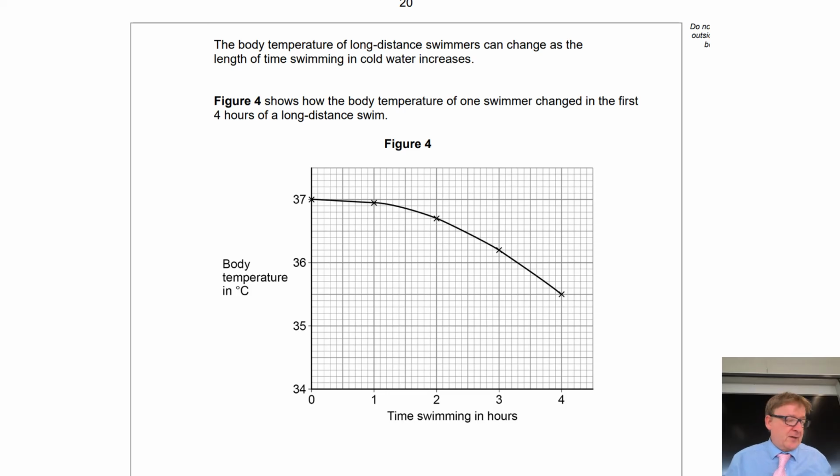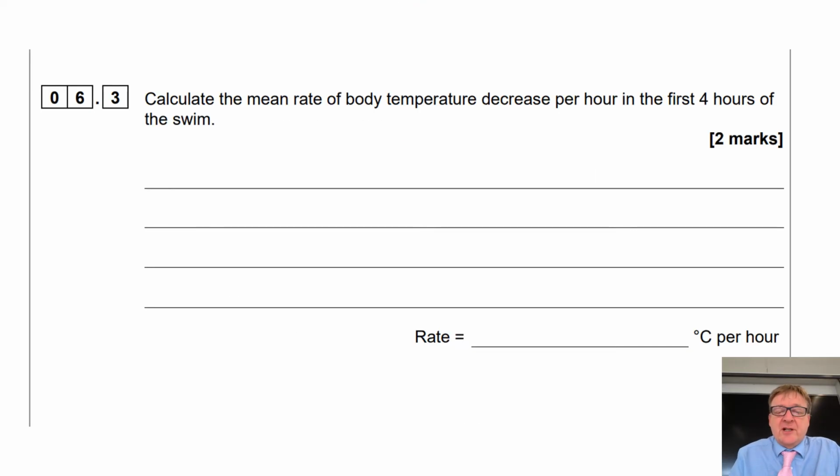Where's the graph? I like graphs. The body temperature of long-distance swimmers can change as the length of time swimming in cold water increases. Figure 4 shows how the body temperature of one swimmer changed in the first 4 hours of a long-distance swim. So they started at 37, and after 4 hours it's gone down to, looks like 35.5. Okay, let's have a look at the question. Calculate the mean rate of body temperature decrease per hour in the first 4 hours of the swim.